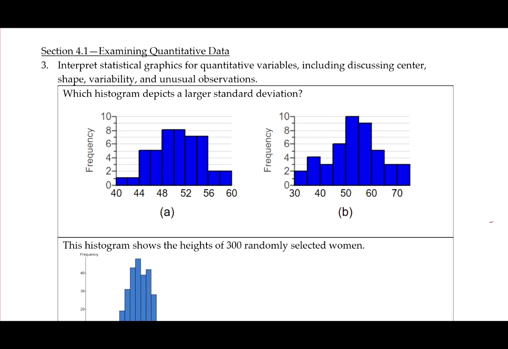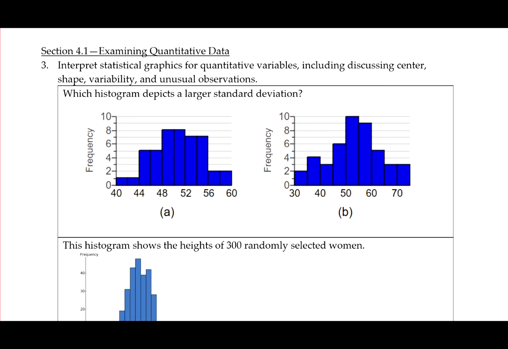The third learning objective in section 4.1 is to interpret statistical graphics for quantitative variables, including discussing center, shape, variability, and unusual observations. This first example asks which histogram depicts a larger standard deviation. Standard deviation is one of our measures of variability. So let's look to see which histogram shows data values that are more spread out, less consistent with each other.